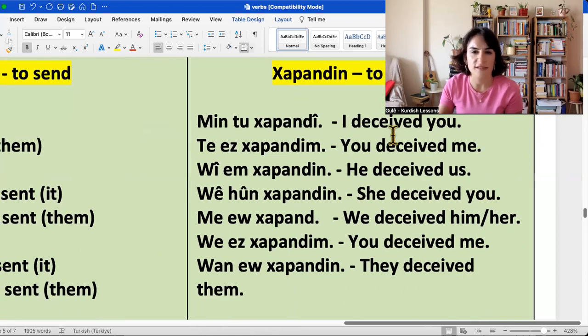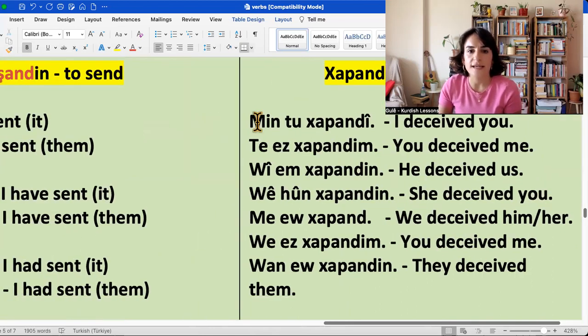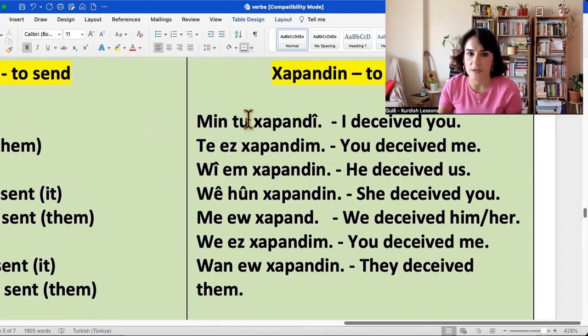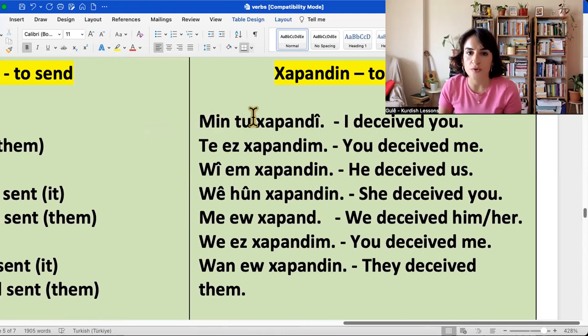Hapanden, to cheat, to deceive someone. So here we have different pronouns as objects. So that's why men, I, tu hapandi.